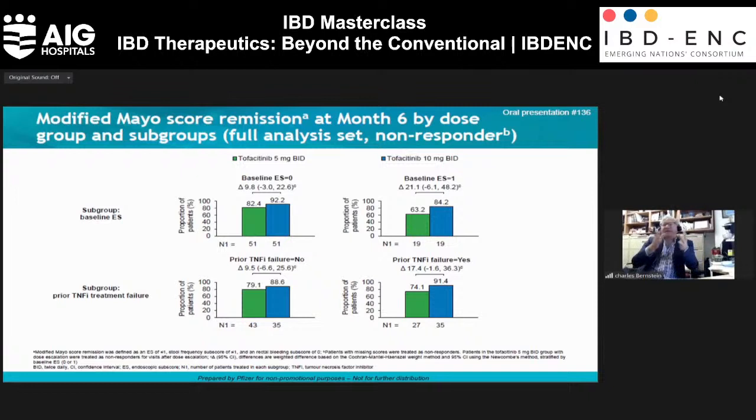And you can see that if they start in the randomized phase with a bit of inflammation on endoscopy, they do worse if you drop them to 5 twice a day. If they were people with prior anti-TNF failures, they did a little bit worse by dropping to 5 twice a day than if they stayed on 10 twice a day.